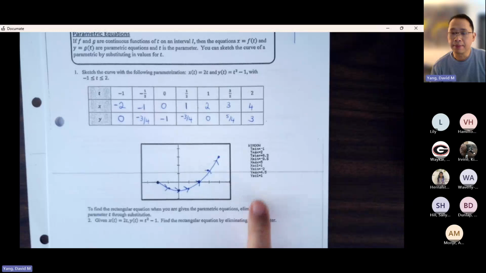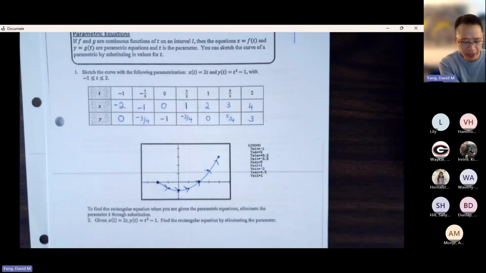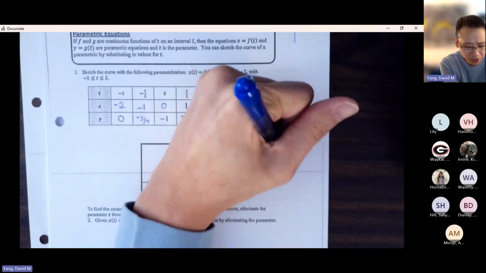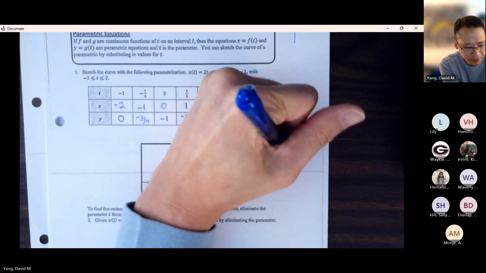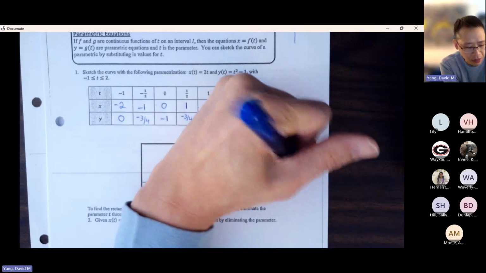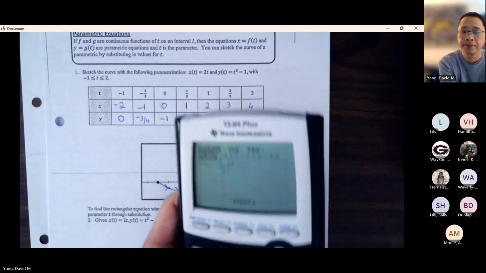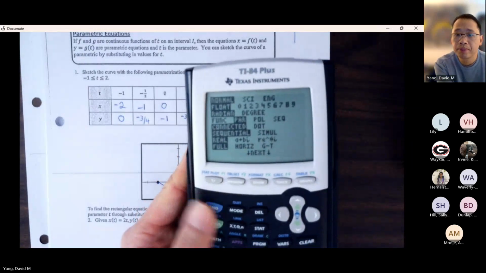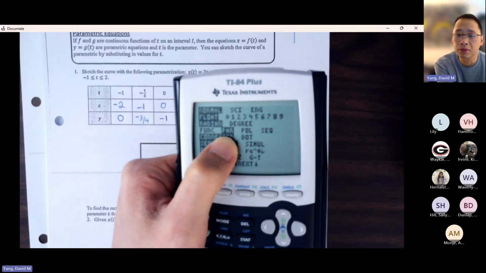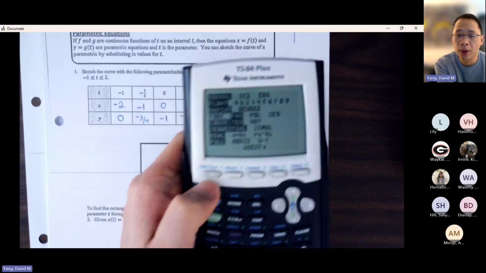We can also ask the calculator to graph something in parametric form. So in your graphing calculator, you can go to mode, and then you can choose parametric. You're going to see that PAR. So in your graphing calculator, if you have it on you, go to mode, and then scroll down. Right now, you're probably in function mode. So you can scroll over to PAR for parametric, highlight that, hit enter, and then now go to y equals.